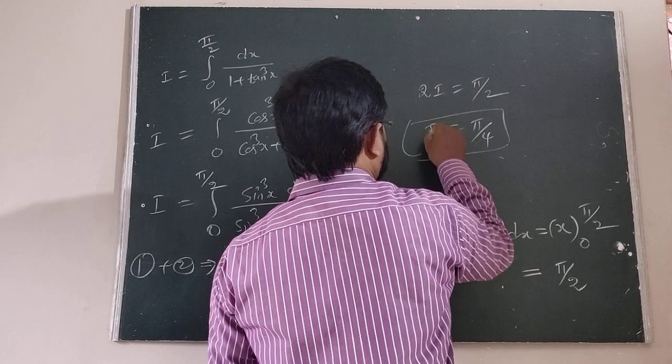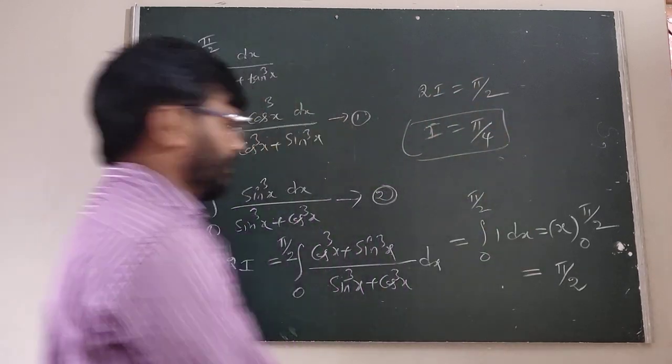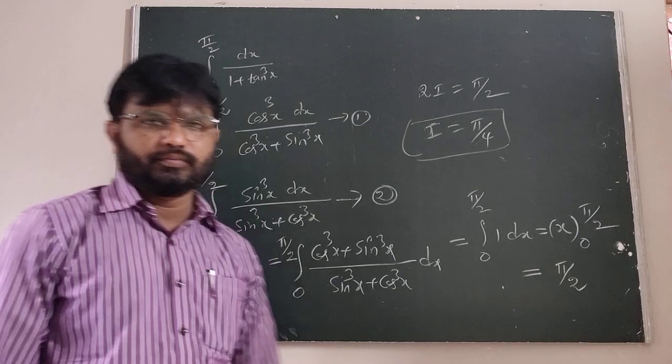This is the value. Is it clear? 2I equals pi by 2, therefore I equals pi by 4. It is the very easiest one.